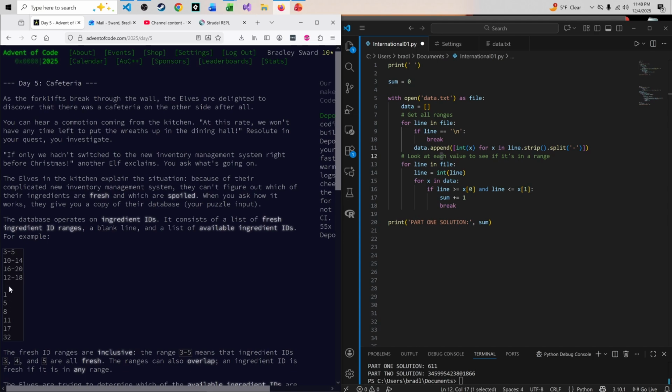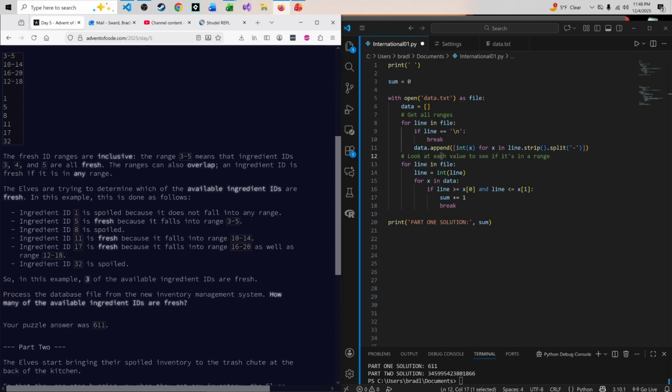after the line break here, how many of these numbers fall in one of the ranges, at least one of the ranges. So the 1 does not because there's no range there, the 5 does, the 8 doesn't, the 11 does because it falls there, 17 falls there, and 32 doesn't. So you end up with how many of them? 3 for our case. And you can see that my solution gets me 611 as I show. And this is how I do it for part 1.